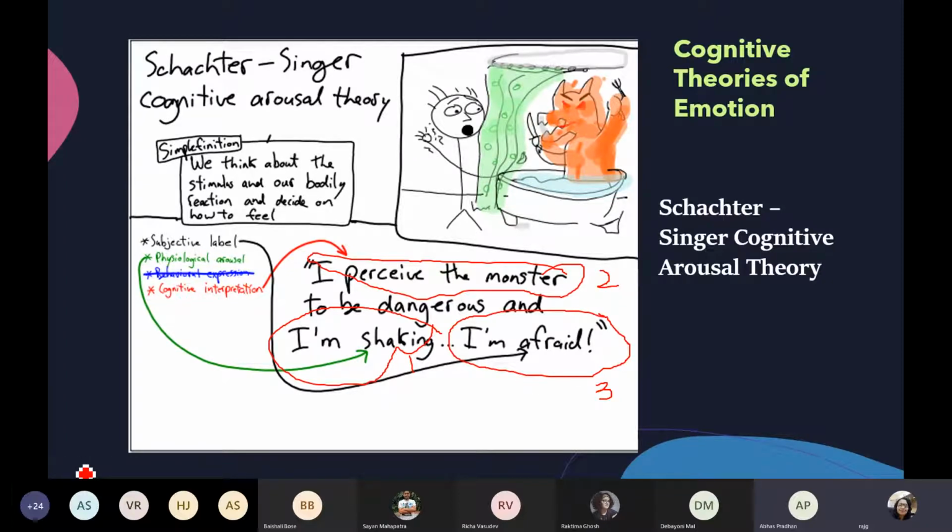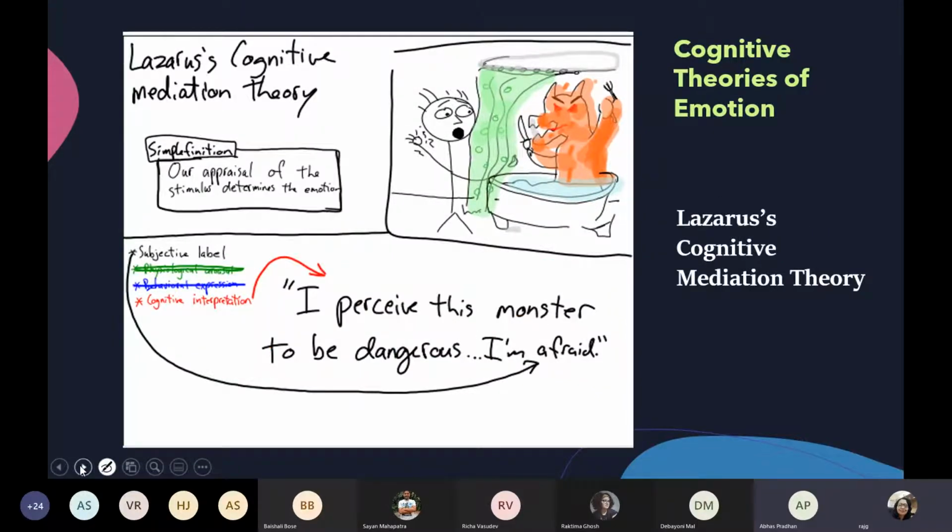But here, Lazarus said that this cognitive interpretation is enough. I perceive this monster to be dangerous. So here the primary word is dangerous. If I perceive this as dangerous, I am afraid. So I don't need to have a physiological arousal to feel afraid. Just the thought itself is enough. A thought can arouse any emotion.